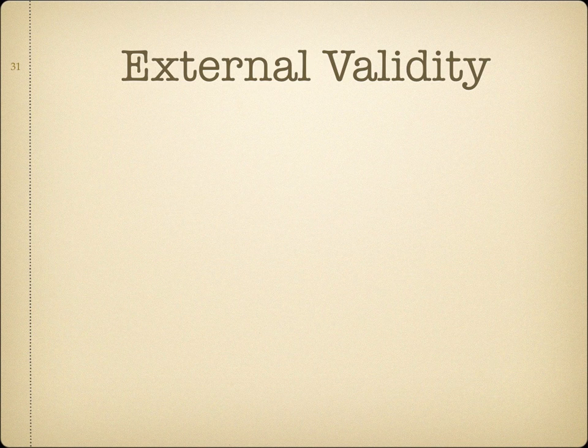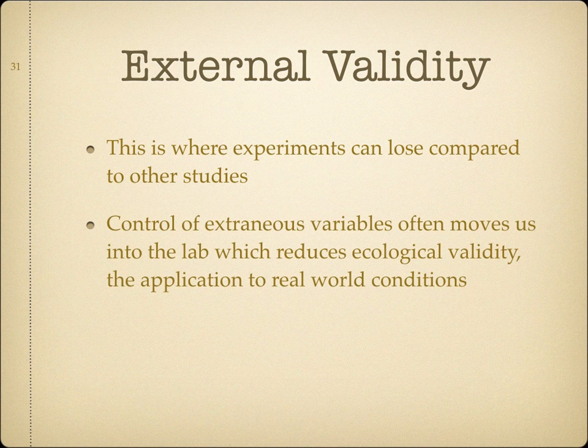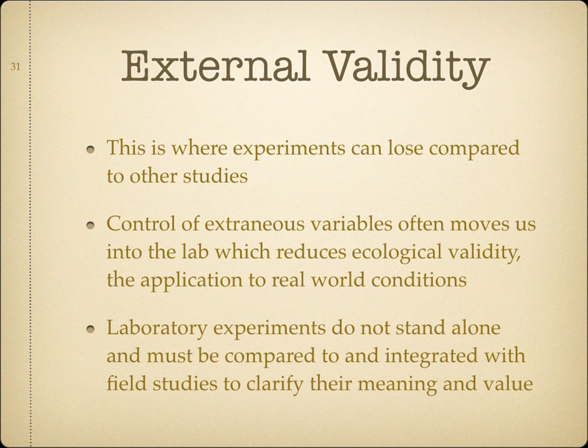External validity is obviously something we care about, but you may be surprised to know that we care about it less with experiments. The reason is that with experiments, we recognize we're going to lose some external validity, because we're after something different. We are after control of extraneous variables, and that often moves us to a laboratory situation. This reduces what might be referred to as ecological validity, the application to real-world conditions, seeing these things happen in the real world. Laboratory conditions, however, don't stand alone. They must be compared to and integrated with field studies to clarify their meaning and their value.